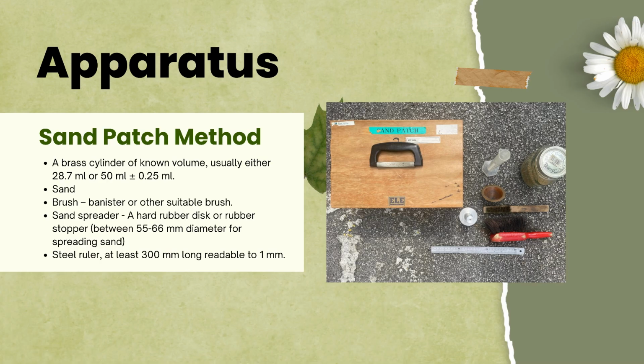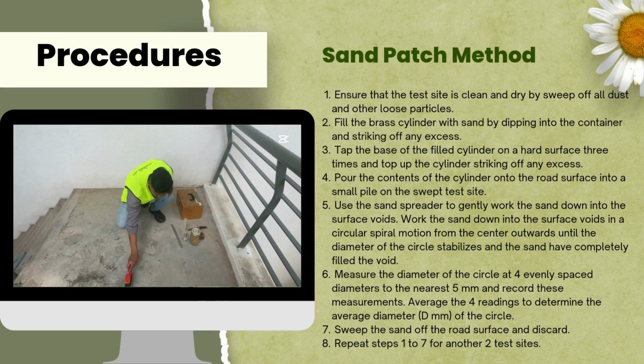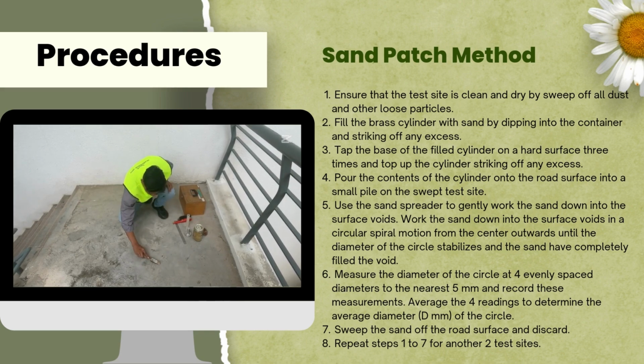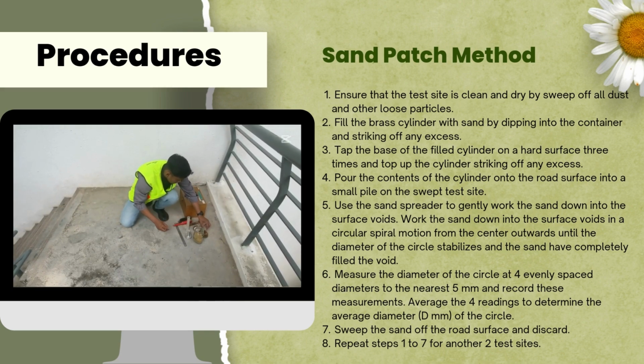Apparatus for sand patch: a brass cylinder, sand brush, sand splitter, and steel ruler. Sand patch procedure. Number 1. Ensure that the test site is clean and dry by sweeping away all dust and other loose particles. Number 2. Fill the brass cylinder with sand by dipping it into the container and striking off any excess.